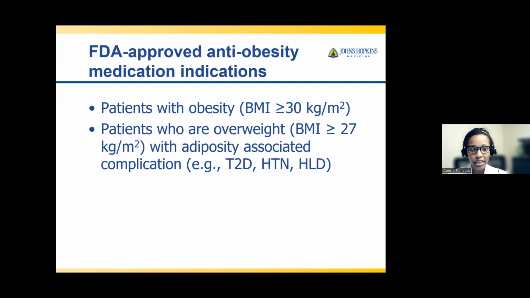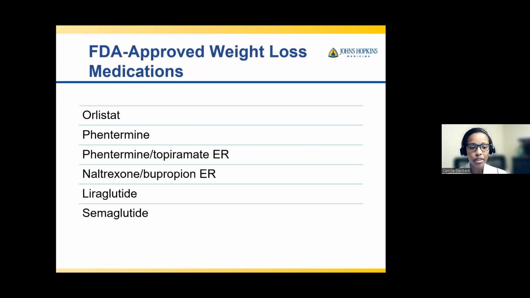There are several FDA-approved medications for obesity, and the indications are being diagnosed with obesity, as well as some people diagnosed with overweight if they have other conditions such as type 2 diabetes, high blood pressure, or high cholesterol. The FDA-approved medications include orlistat, phentermine and topiramate, naltrexone, bupropion, liraglutide, and semaglutide.